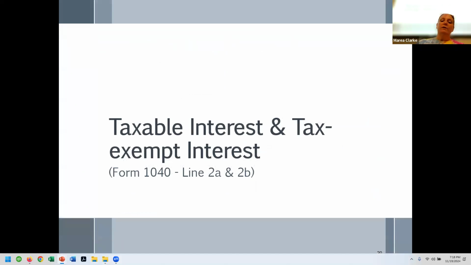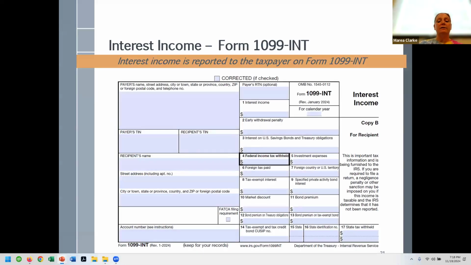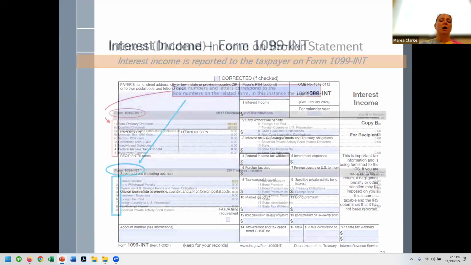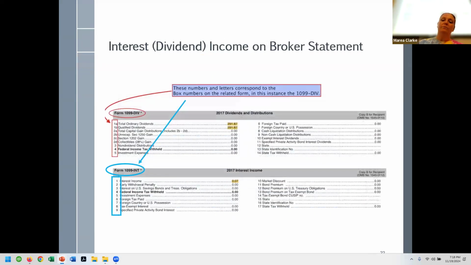Moving on to interest, right? So most interest is going to be taxable. It's going to be reported on this form 1099 INT. All right, some interest is by law non-taxable.